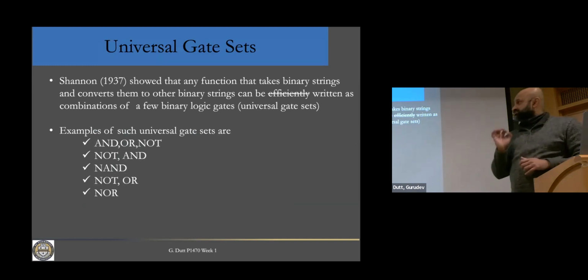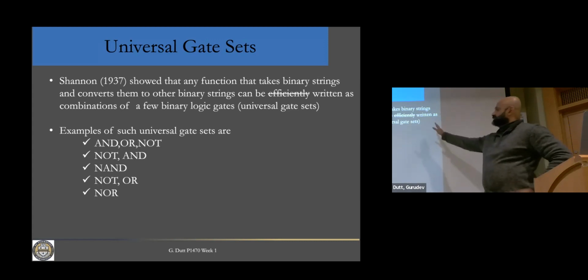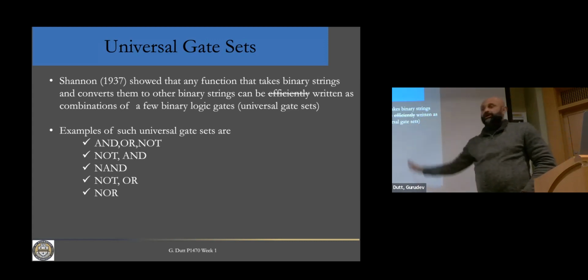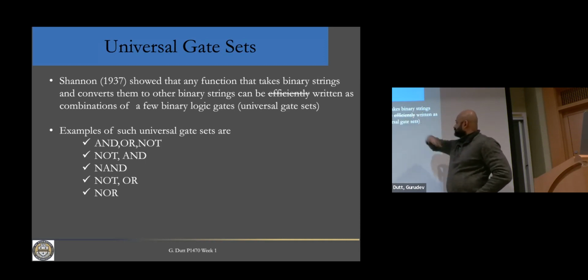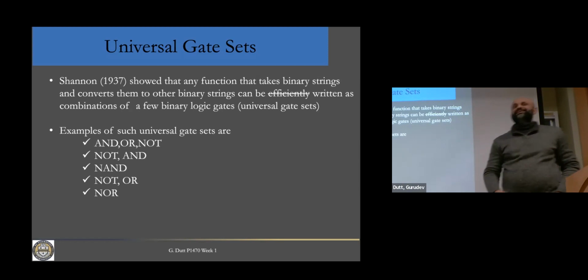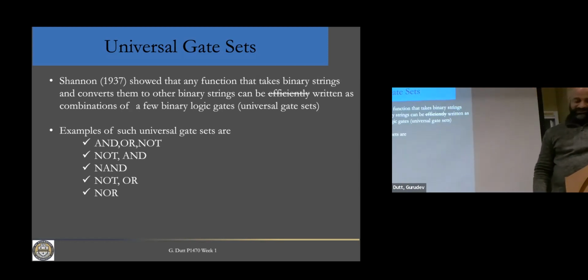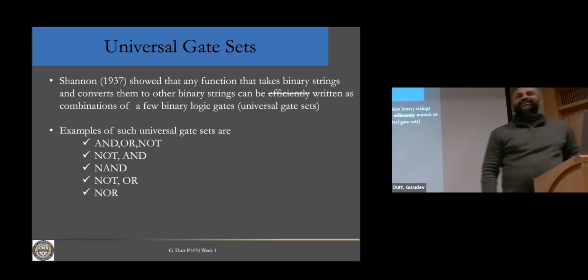And I did make one small mistake in the last class, which was that when I talked about Shannon's theorem, remember that there are universal logic gate sets. I said that any binary function, which converts binary strings to something else, can be efficiently written, and that's not true. It can be written, but it may not always be efficient. That's an important point because if everything could be efficiently written that way, I would have proven that P equals NP, which is not true. Or he would have proven that, not me.